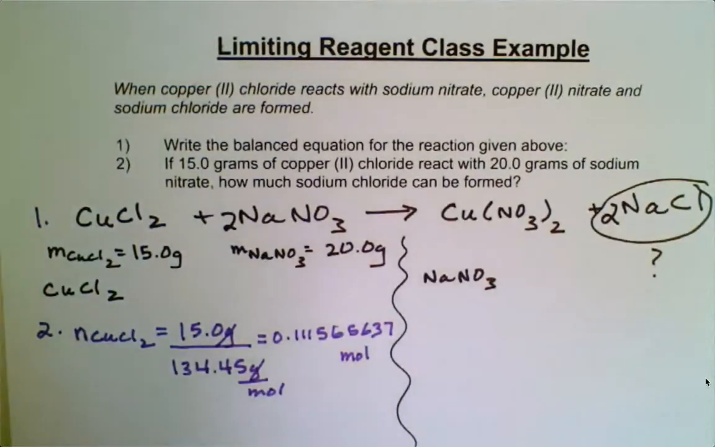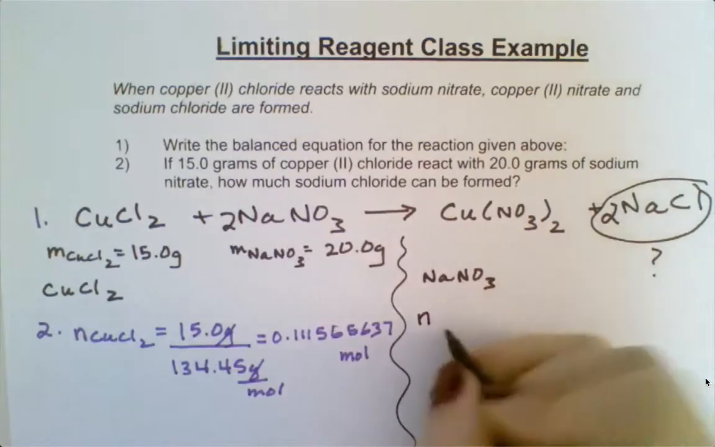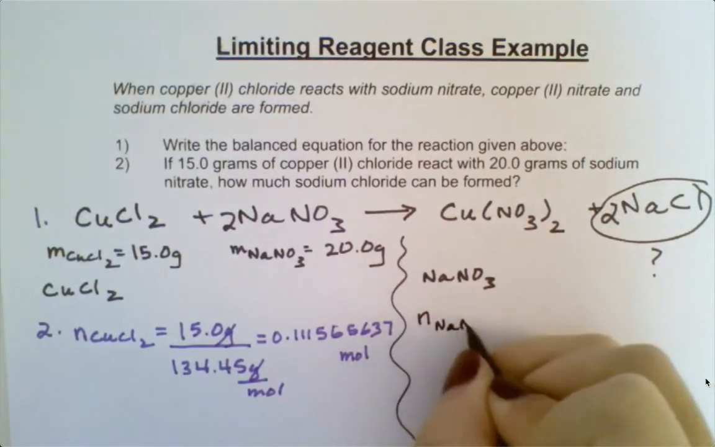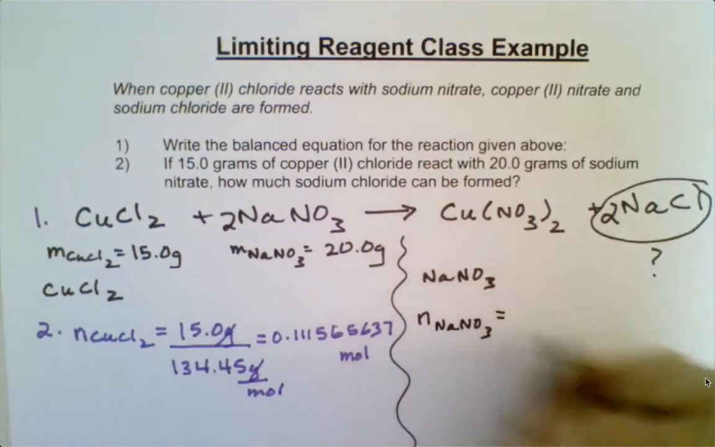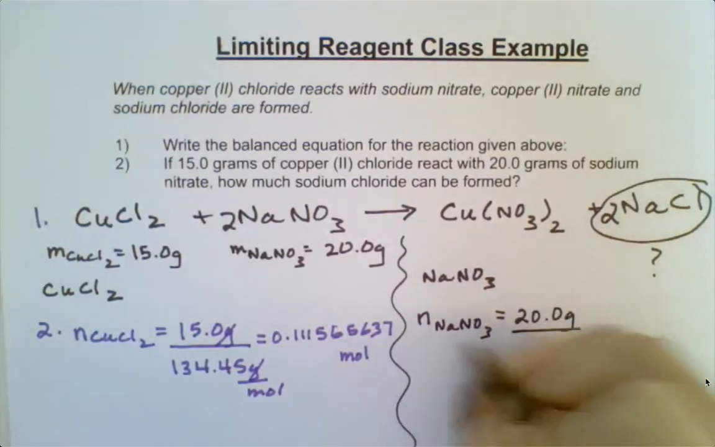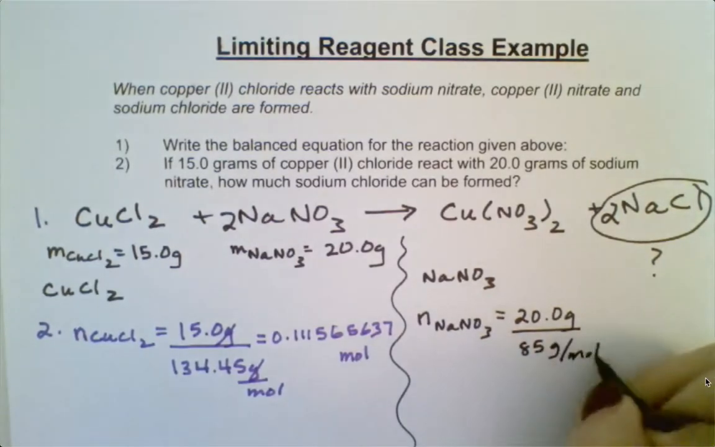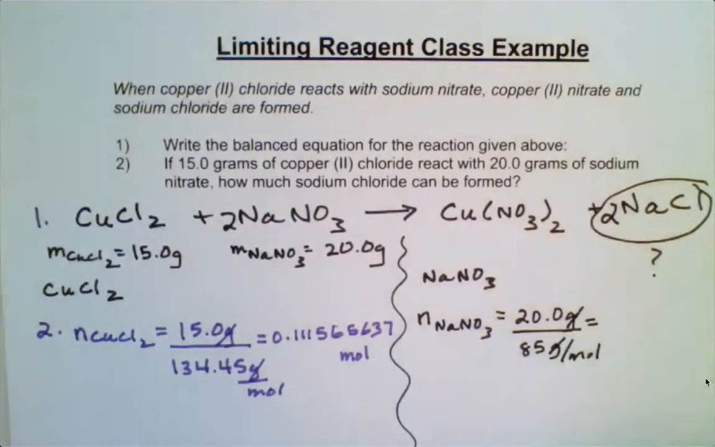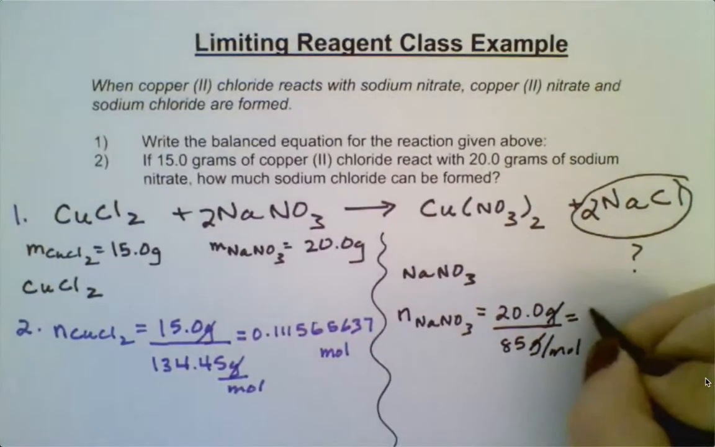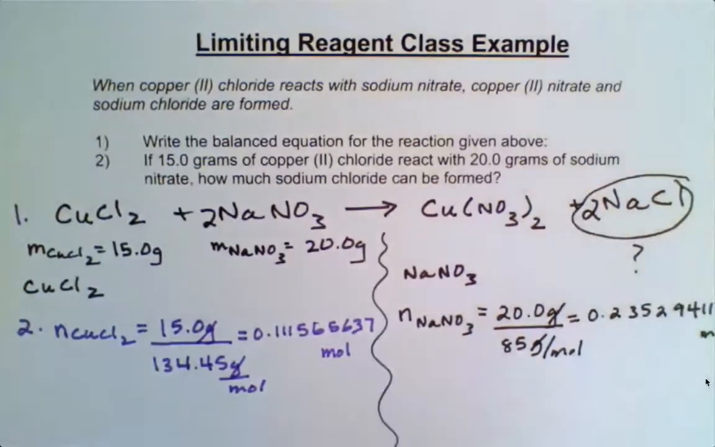I'm going to do the same thing on this side. I'm going to take the mass that was given for sodium nitrate, and I'm going to figure out how many moles that's equal to. 20.0 grams. The molar mass of sodium nitrate is 85 grams per mole. Notice that my grams cancel out. And on my calculator, I get 0.235294117 moles.